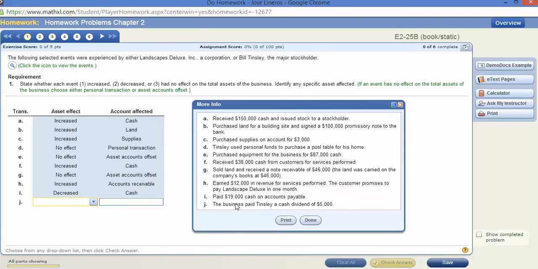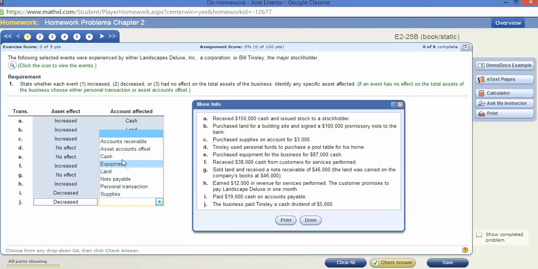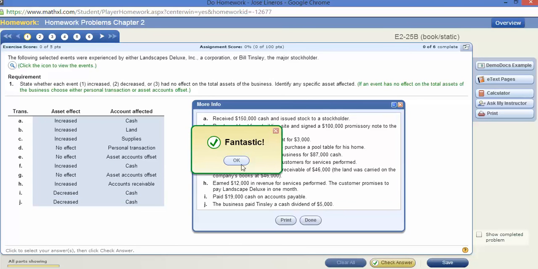Last one. The business paid Tinsley a cash dividend of $5,000. Remember, this is a situation where you're paying a dividend to this owner, this major shareholder. Remember, that's dividends declared and paid in this case. It's a liability when it's declared. In this case, it's actually being paid. When the dividend is paid, you have to pay that dividend with something. Something has to go down in order to pay that dividend. And in this case, it happens to be cash, a cash dividend of $5,000. So we're going to decrease the cash account by that amount. And that's our transactions.